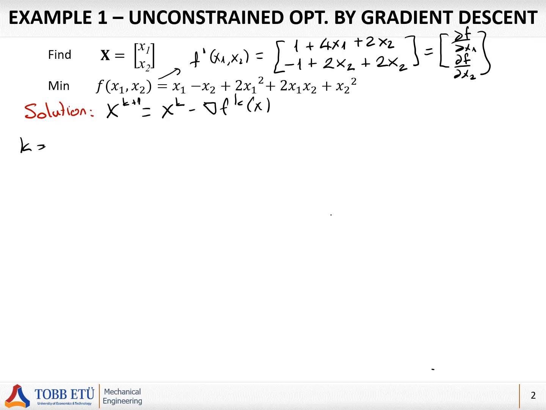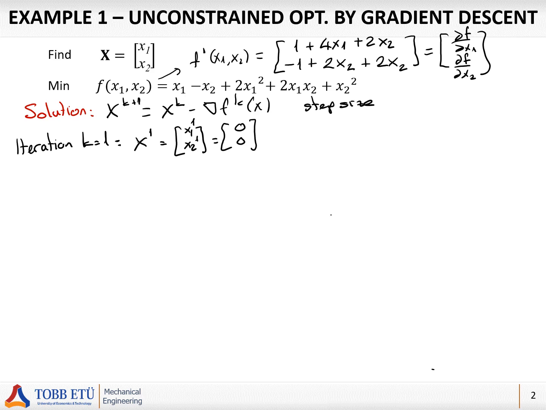Let's say k equals 1. So let's write actual iteration k equals 1. Here we will have an initial point of x1, which is x1 and x2, 1, 1. So we will start with 0, 0. You can change this, but I decided to start with this. And I want to use a step size of alpha equals 0.5. Okay, let's use this.